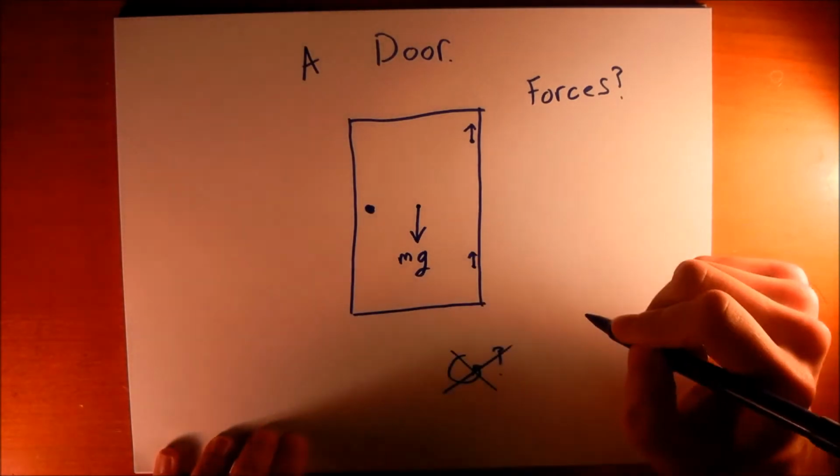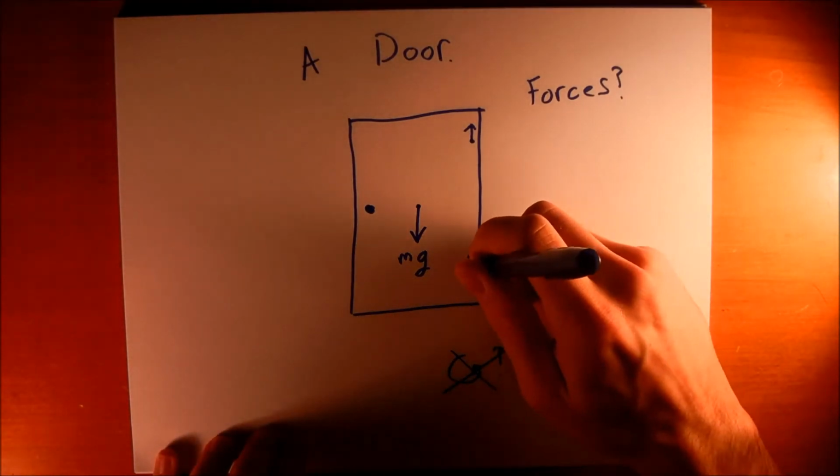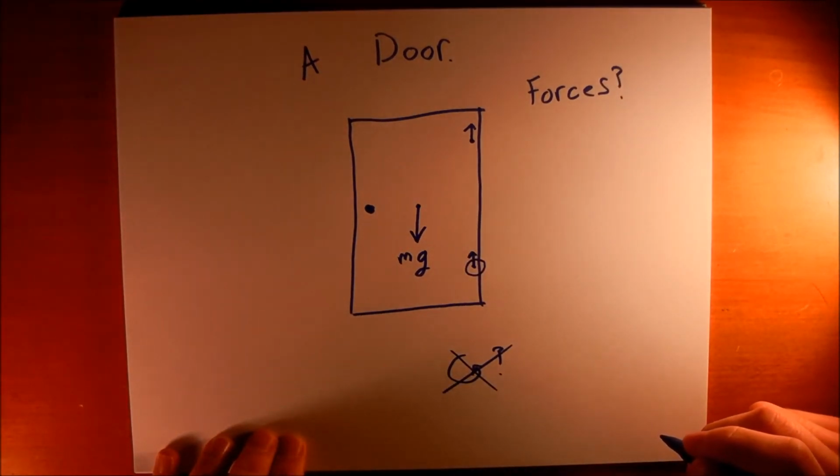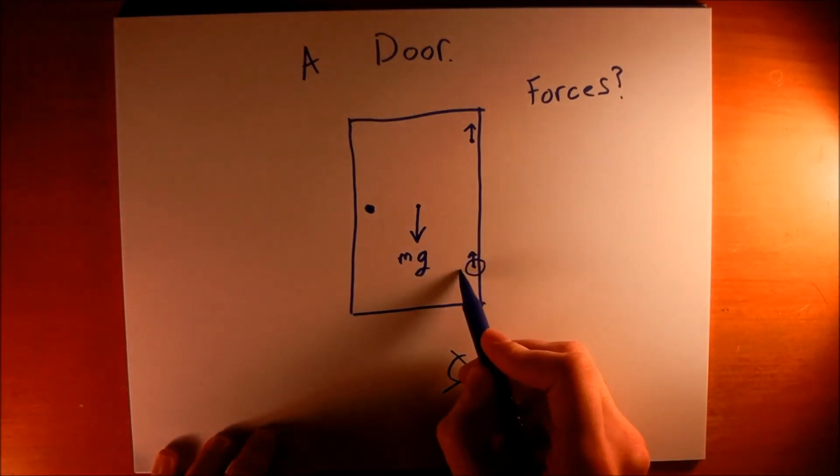We know that's not the case. So there must be some torques acting on the system. Let's take the bottom hinge to be our center of rotation. Finding the torque caused by the center of mass is not too difficult.